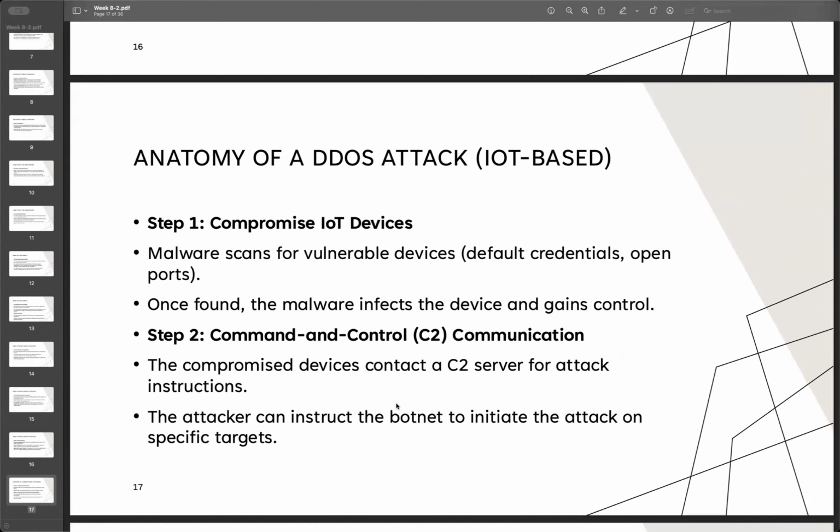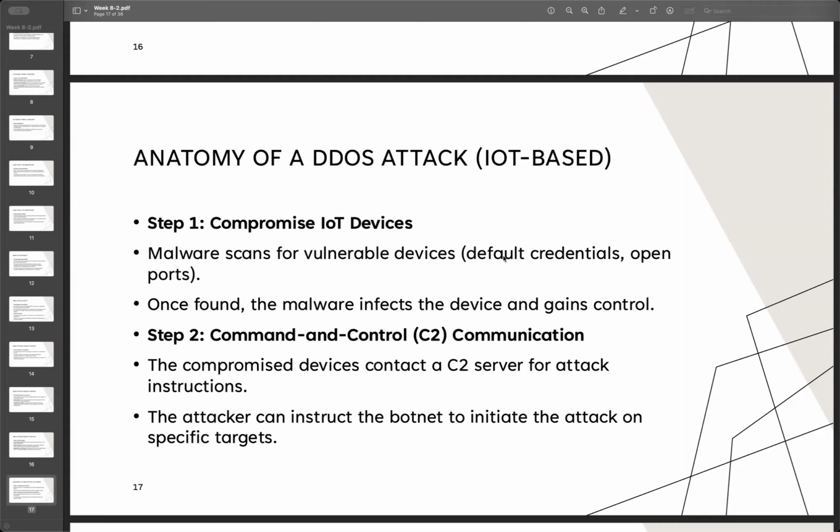Now let's move on to the IoT-based DDoS attack. It always starts with step one: how to compromise the IoT device. They will always scan, looking for default credentials or open ports. By default, sometimes port 22 for SSH, HTTP on port 80 or 8080, HTTPS on 443, or other ports for remote access. You never know. But once they find it, they will try to infect the device and get control.